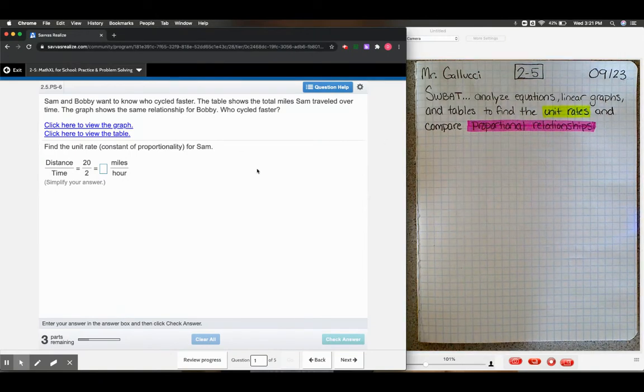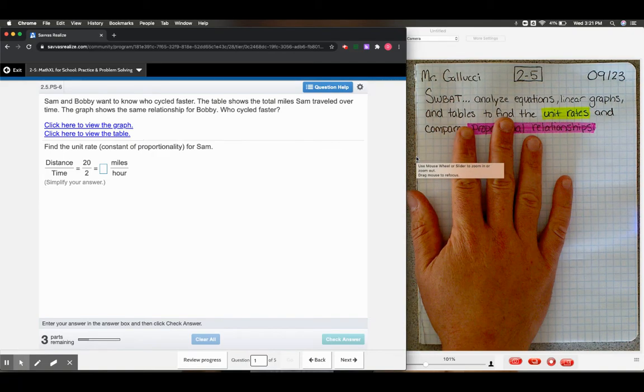As I go through math class, we're going to have the problems on our left here. This is the account that I'm having you work on while I'm gone, Savvas Realize. We're going to use it a lot this year. So get familiar with the look of it. You can go back and next over here, you can see how many parts are remaining of the question, so on and so forth.